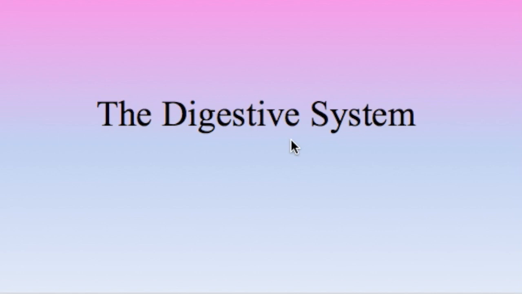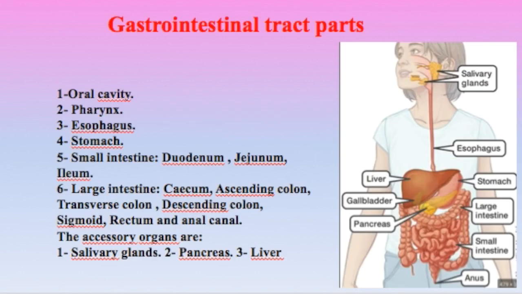Our lecture today is about the digestive system. We can imagine the digestive system as a long tract or tube with two openings, the mouth and the anus. We also have three accessory organs, which are the salivary glands, liver, and pancreas.